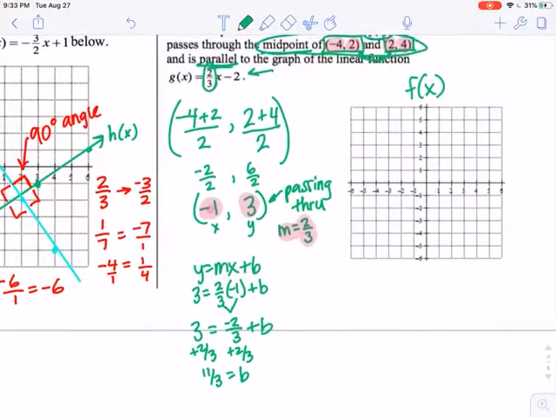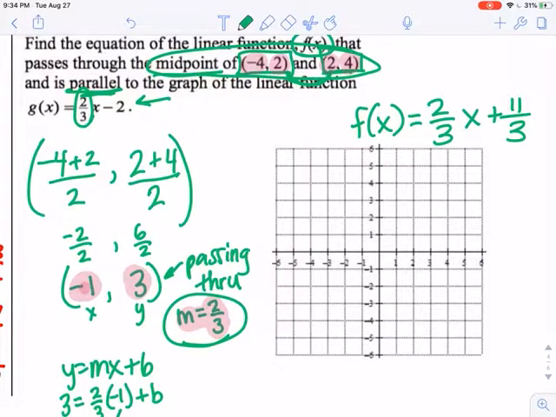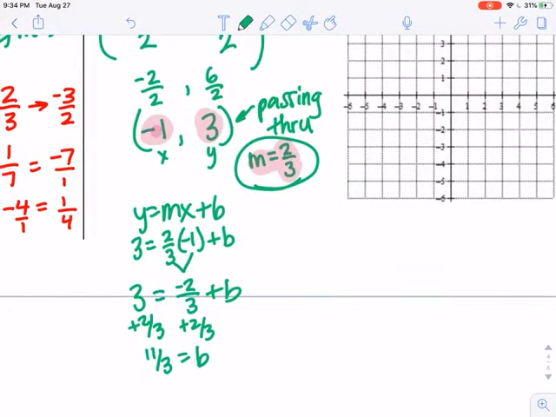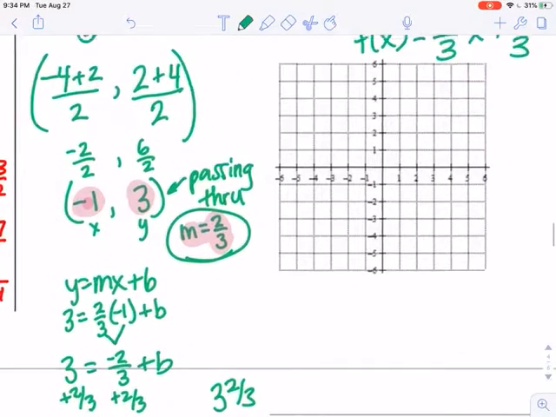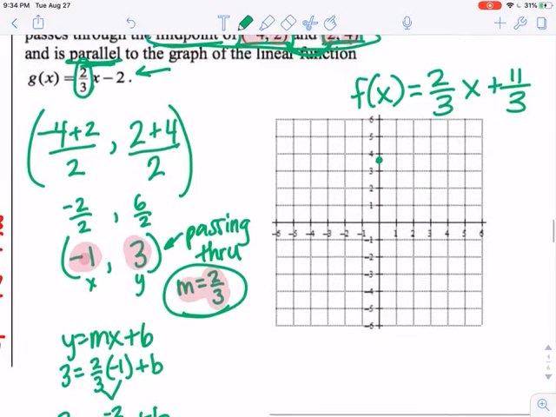So when I am writing my equation for f of x, I'm going to use the new slope, or the same slope because it's parallel. So 2/3 x plus 11/3. From here, I'm going to graph both of those. So 11/3 is roughly, let's see, 3 and 2/3. It's pretty close to 4. So I'm going to start right about here, somewhere between 3 and 4.